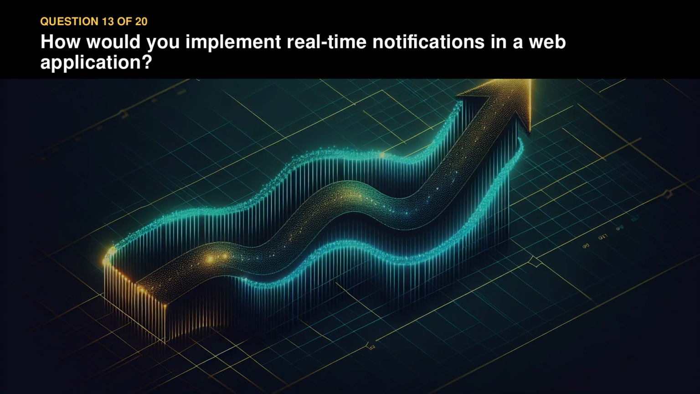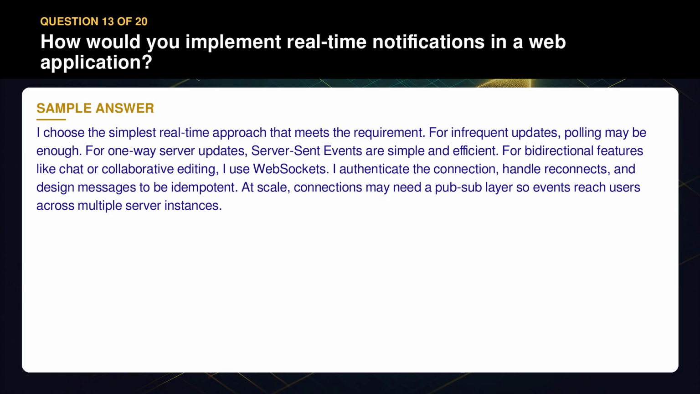Question 13. How would you implement real-time notifications in a web application? I choose the simplest real-time approach that meets the requirement. For infrequent updates, polling may be enough. For one-way server updates, server-sent events are simple and efficient. For bidirectional features like chat or collaborative editing, I use WebSockets.